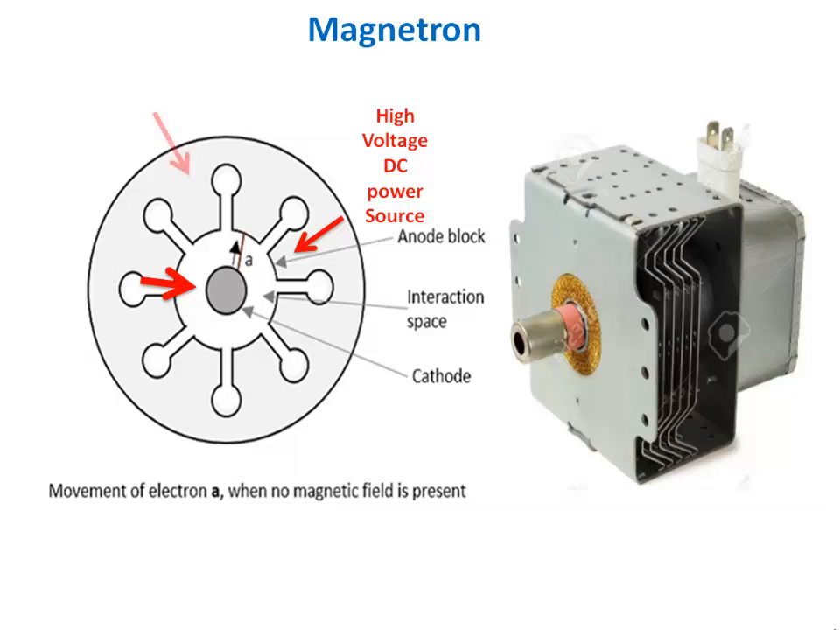You can see here there are C-shaped permanent magnets surrounding the anode cavity, which modify the direction of electrons. You can see here the movement of electrons. It helps to develop a high level of microwave power.